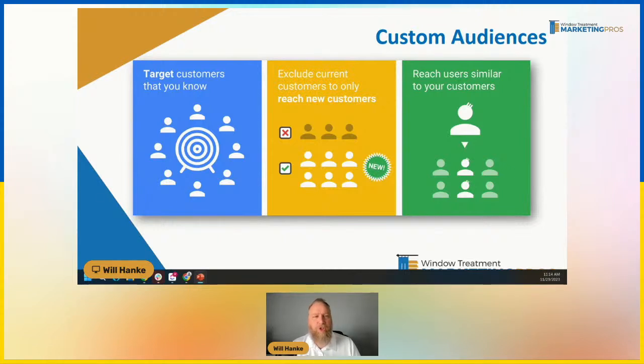And then the last one is reach users similar to your customers. So again, upload your customer list, and then you use something called a lookalike audience. Google looks at the list that you've uploaded. They understand their demographics, their buying habits, income, family types, all these different things they know about all these users. And they basically build an audience of people who look like the people that have already done business with you. So pretty cool, different ways to get in front of different types of audiences.